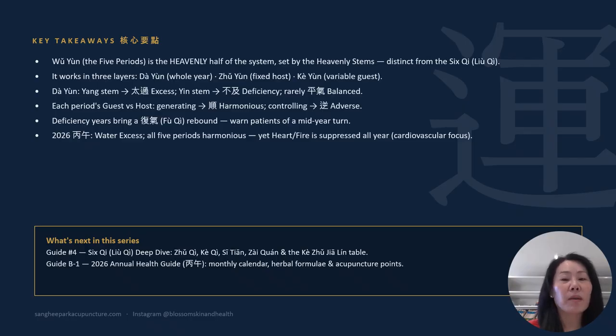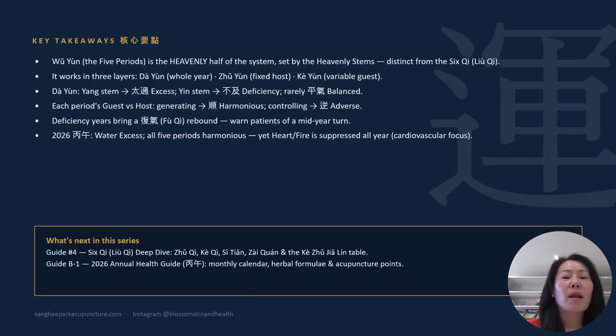4. In each period, you compare guest with host. Generating is harmonious, controlling is adverse. 5. Deficiency years carry a rebound, the full qi. So warn your patients about a possible mid-year turn. And 6. Our example, 2026, is a water excess year, with all 5 periods harmonious, a kind year. Yet the heart and fire stay suppressed all year, so cardiovascular care remains the focus.